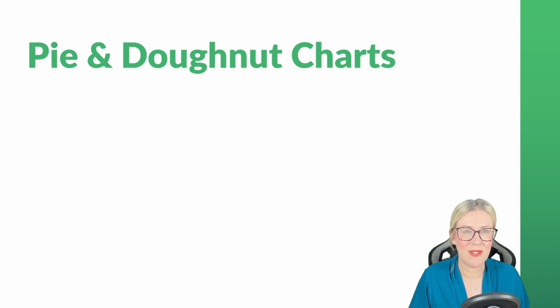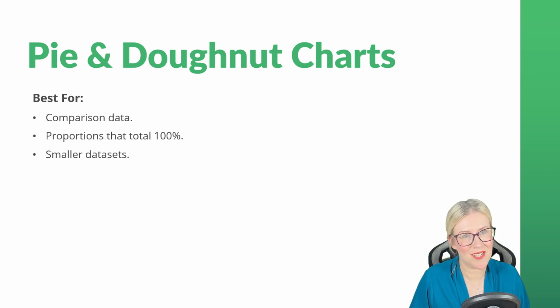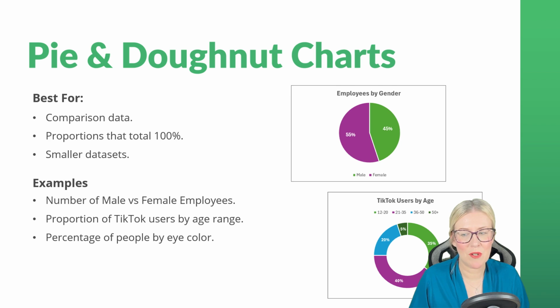However, they can look really effective with smaller datasets. And that's exactly what pie and donut charts are best for. They're best for comparison data, proportions that total 100%, and smaller datasets. So some examples of that would be the number of male versus female employees. That's a dataset where we only have 2 data points, male and female, nice and simple.